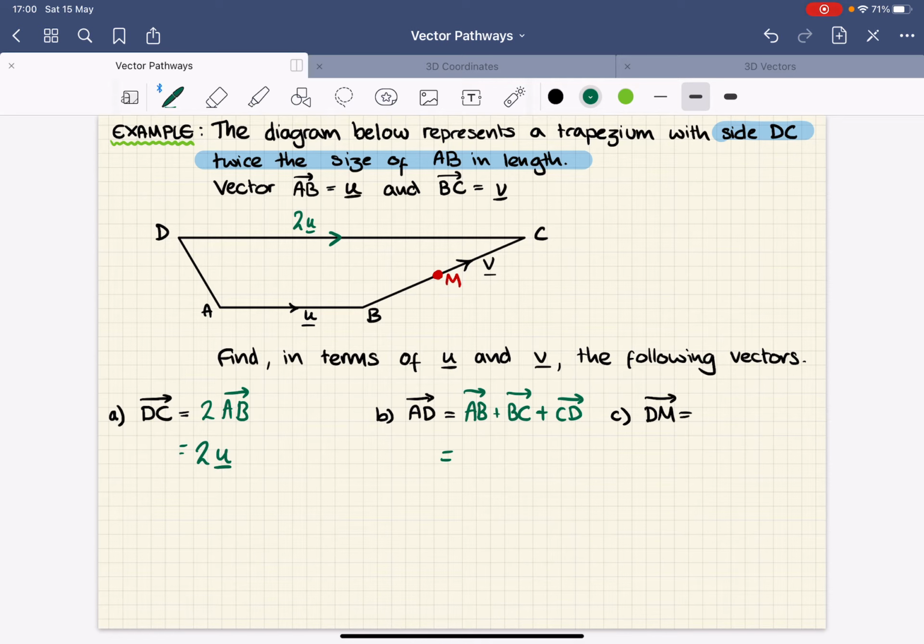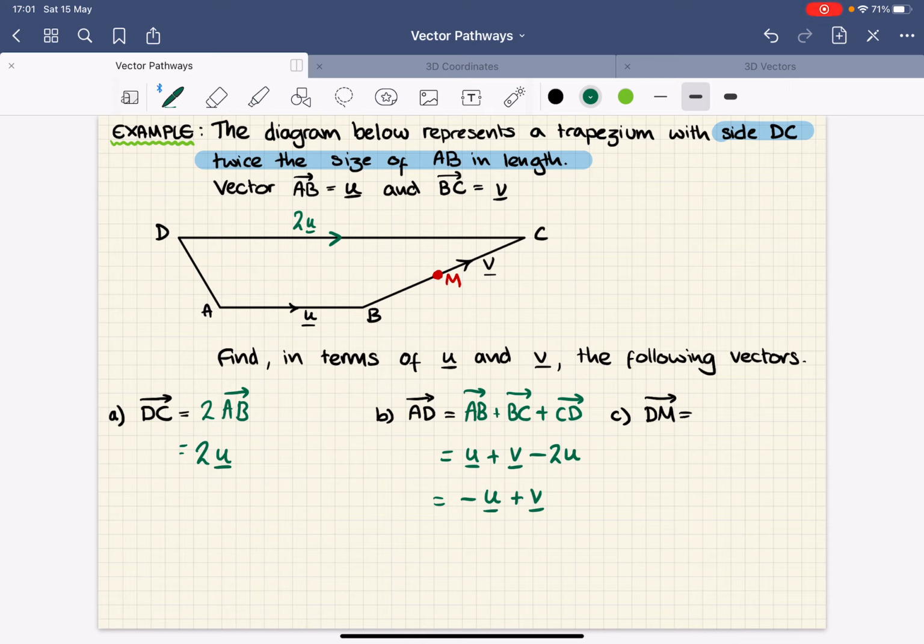So A to B, I'm going along with the u, so that's plus u. Then I'm going along with that arrow with the v. But then here I'm going against the arrow, so it's going to be a minus 2u. But I can collect my like terms together when it comes to vectors. And here I've got u take away 2u, so that's going to be a minus u there, then plus v. You must collect your like terms together with your vectors to make it as simple as possible.